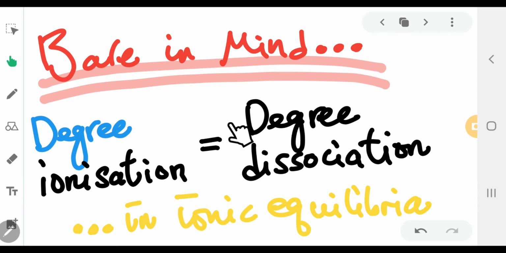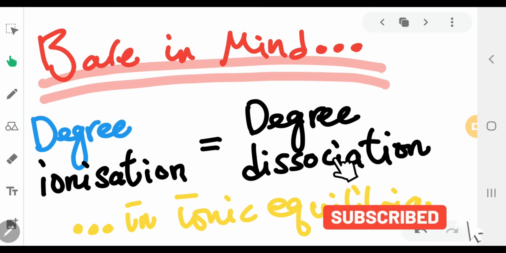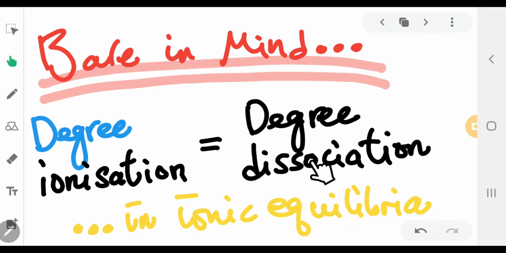Bear in mind that the degree of ionization is the same concept as the degree of dissociation that we learned in chemical equilibrium. So if, in exams or in any questions regarding ionic equilibria, the question uses degree of dissociation, it is simply referring to the degree of ionization that we have talked about just now.